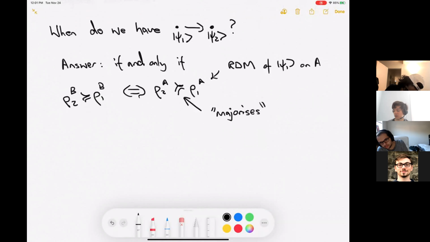So what does it mean for one matrix to majorize another? There are two definitions of that which will be useful, which are maybe not totally obvious, but are equivalent.